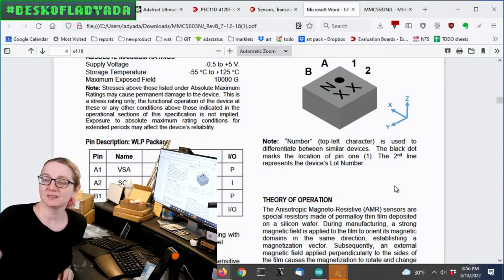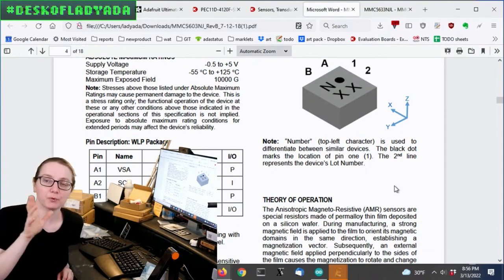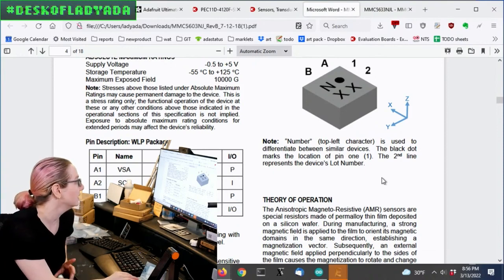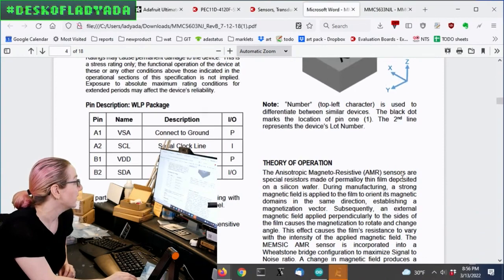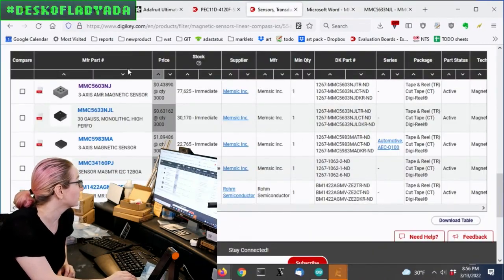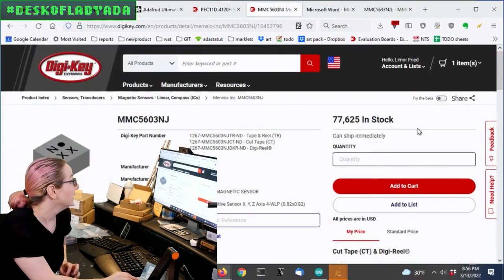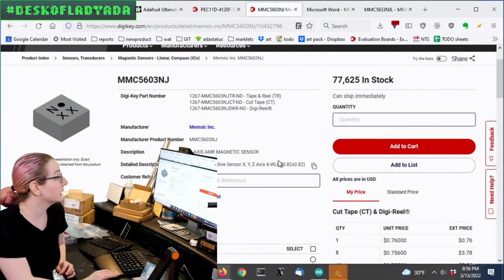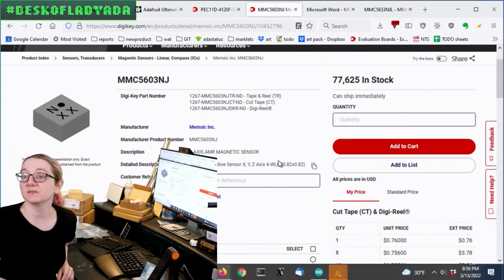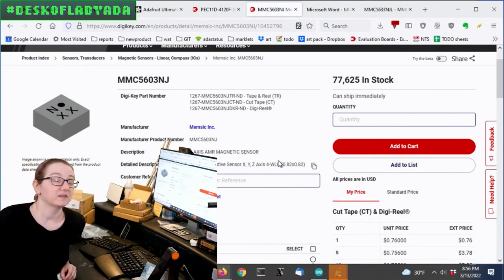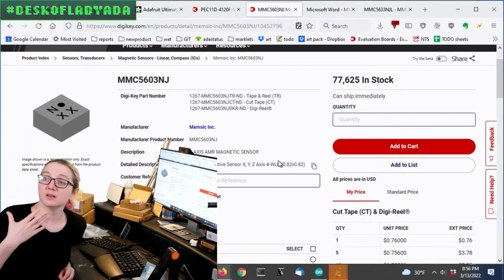When something has 9 pins, there's always a pin in the middle, and that can be tough to get out. But with 4 pins, even if it's fine pitch, I'm not as nervous about it. So this one is a really good option. I think I'm going to start, and also I really like that there's 77,000 in stock. I'm probably going to start with making a STEMMA QT breakout for this MMC5603 so I can get Arduino and CircuitPython and Python library code going for it.